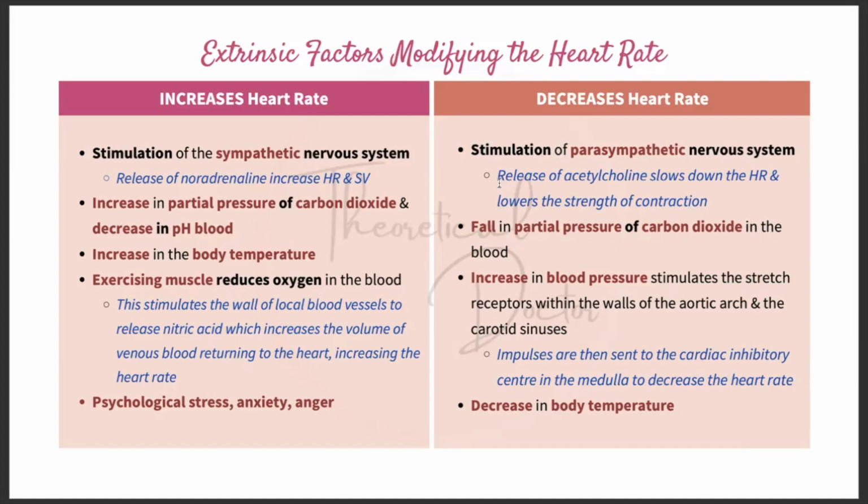How about extrinsic factors that decrease the heart rate? If there's stimulation of the parasympathetic nervous system, the release of acetylcholine slows down the heart rate and lowers the strength of contraction of the heart. A fall in partial pressure of carbon dioxide in the blood, or an increase in blood pressure, which stimulates the stretch receptors within the walls of the aortic arch and the carotid sinuses. Impulses are then sent to the cardiac inhibitory center in the medulla to decrease the heart rate. Also, a decrease in body temperature.